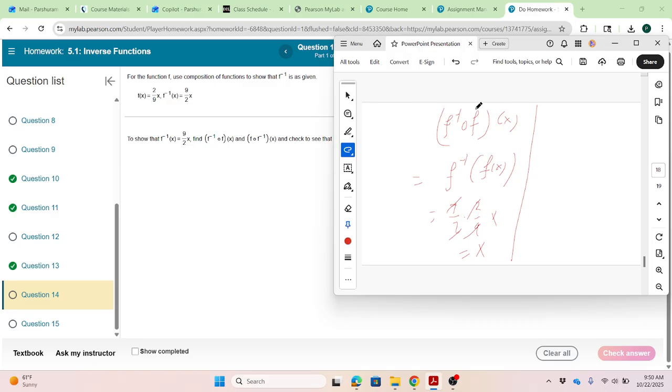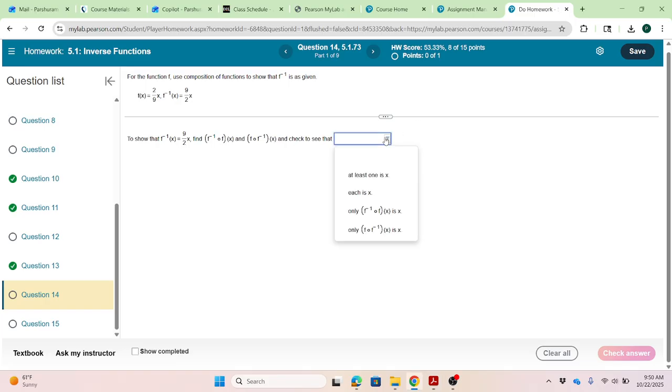Similarly, if you try to find f composed with f inverse of x, find the value of the function at f inverse of x. You go to the original function and replace this x by the value of f inverse. So which is 2 over 9 times, you replace x by everything here, 9 over 2x. And this gives you the same output. That's the reason the answer is yes.